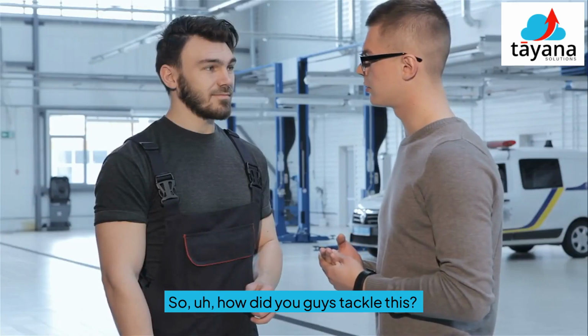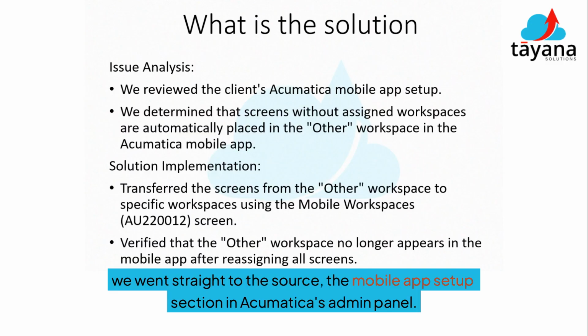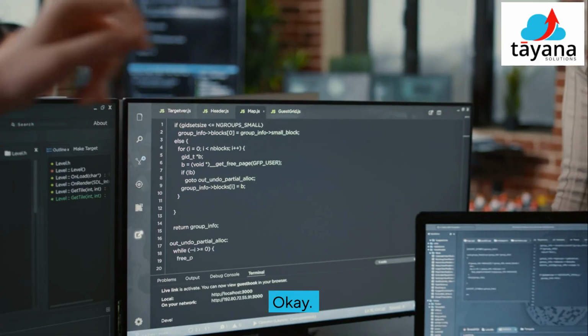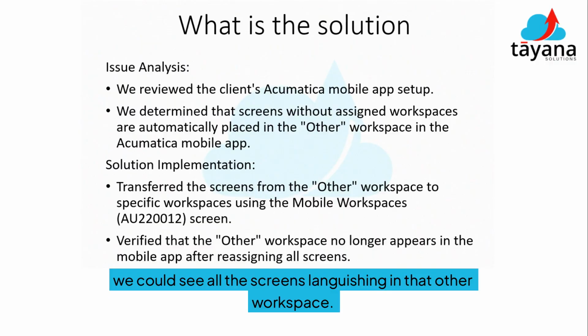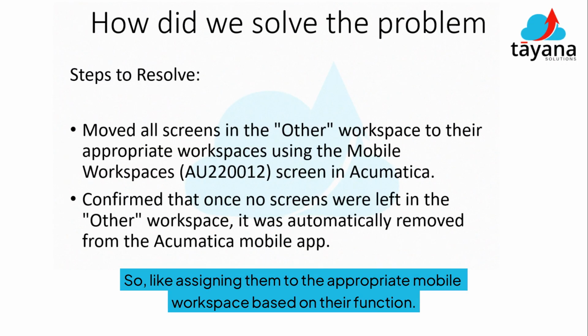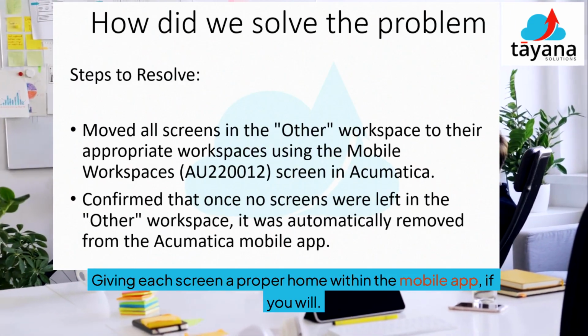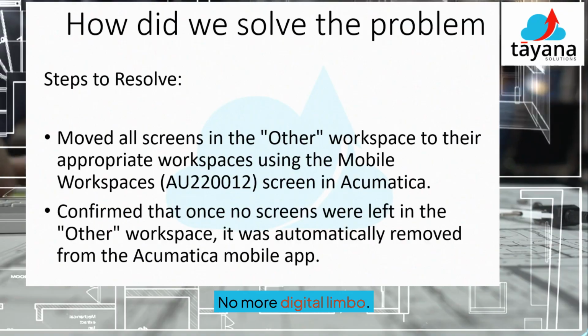So, how did you guys tackle this at Tayana Solutions? We went straight to the source, the mobile app setup section in Acumatica's admin panel. Okay. We could see all the screens languishing in that other workspace. Right. And from there, it was just a matter of systematically moving each screen to the right spot. So, like, assigning them to the appropriate mobile workspace based on their function. Exactly. Giving each screen a proper home within the mobile app, if you will. No more digital limbo.